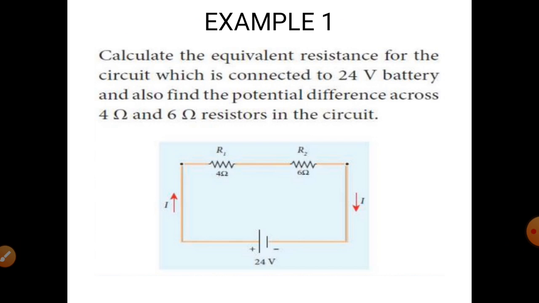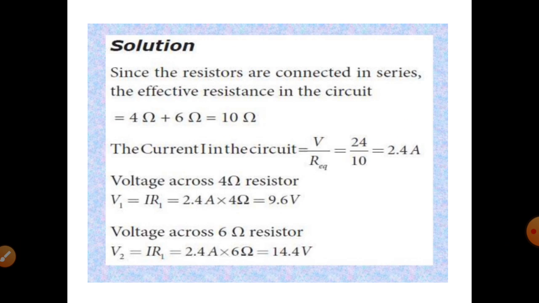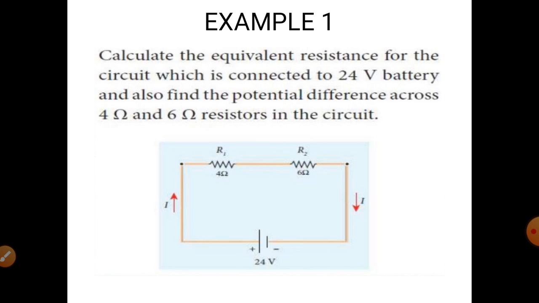Across the R1 resistance, the voltage is V1. Across the R2 resistor, the voltage is V2. According to Ohm's law, V is equal to IR, so we get I is equal to V by R. First, we have to find the equivalent resistance. R equivalent is equal to R1 plus R2. The value of R1 is 4 ohm and the value of R2 is 6 ohm. So 4 plus 6, we get 10 ohm as the equivalent resistance of this network.